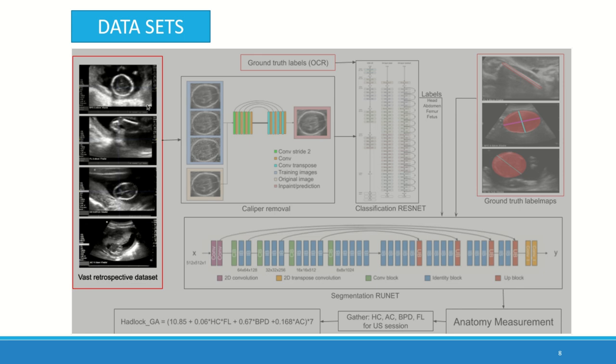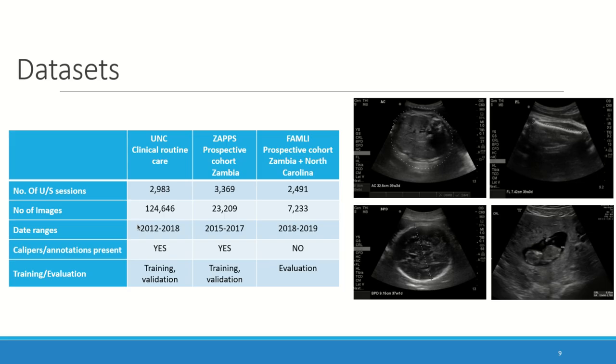So let's first talk about our datasets. So we have a vast retrospective dataset that has been acquired at the University of North Carolina as clinical routine care. We have 2,900 sessions with 124,000 images from dates from 2012 to 2018. These images will have calipers present in them, and we will use these images for training and validation.